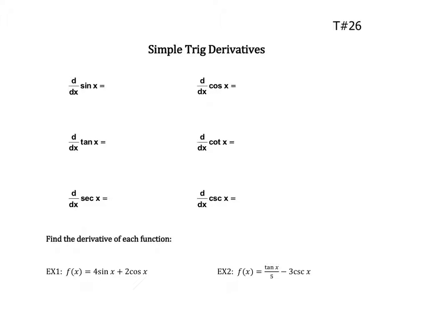All right, now that you've done the power rule, let's learn some simple trig derivatives. So these 6 are ones that you're going to have to memorize. The derivative of sine is cosine. The derivative of tangent is secant squared. The derivative of secant is secant tangent.